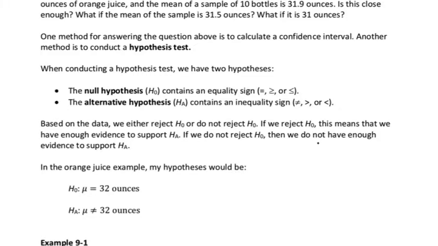So if we reject the null hypothesis, this means that we have enough evidence to support the alternative hypothesis. We can't say that the alternative hypothesis is true, or we can't prove that it is true. All we can do is say that we have evidence to support it. If we do not reject the null hypothesis, then we do not have enough evidence to support the alternative.